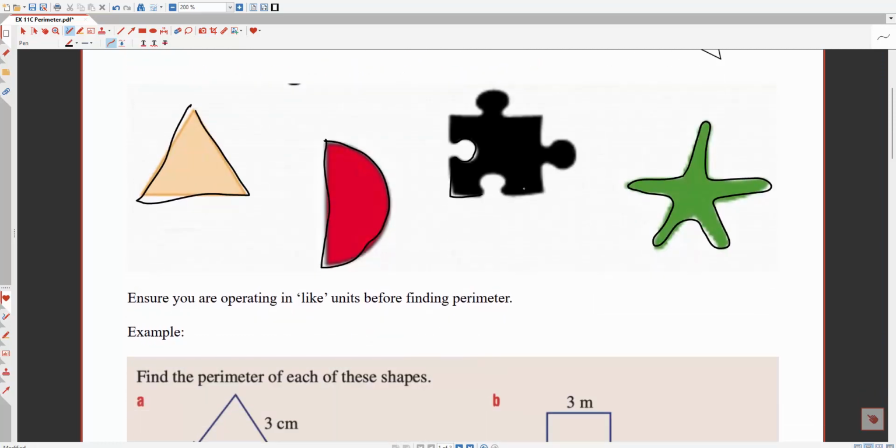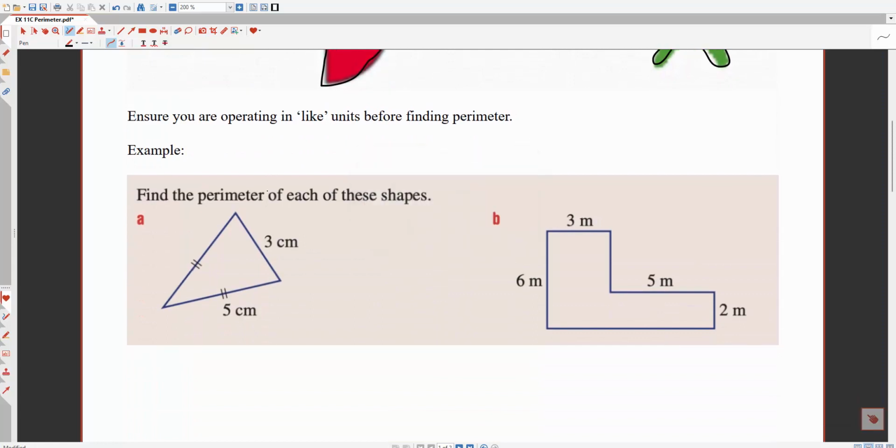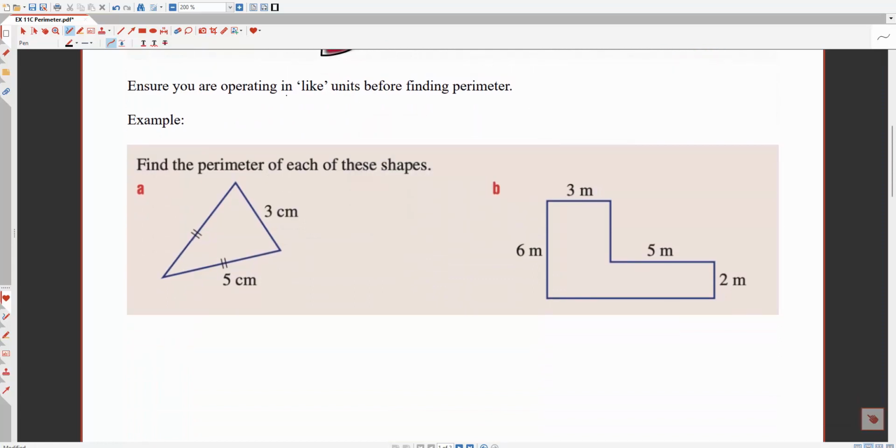So we'll apply this to three examples, and I just want to make sure that you remember this little tip here. Ensure you're operating in like units before finding perimeter. That means basically ensure that all of the units in the shape you're operating on are exactly the same, whether it's meters or centimeters or millimeters or kilometers. It doesn't really matter which one as long as it's the same. Okay, so find the perimeter of each of these shapes.